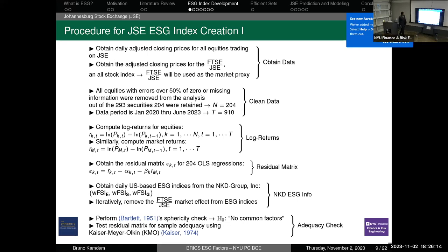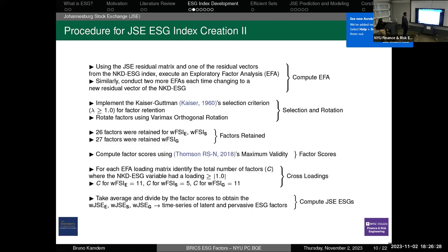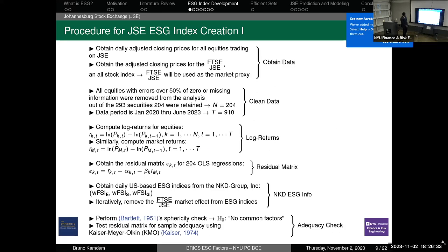So we're talking about the derivation of the JSE ESG index. So we were here obtaining the daily US-based ESG indices from the MSCI group, right? Right here, okay. Let me see. Yeah. So we were there, and then we performed the Bartlett test, right? It's just a test that ensures that the factor analysis here is valid. We're going to talk about that later. So for that test, we assume, we infer that the null hypothesis is there's no common factor, and then we have an alternative hypothesis.